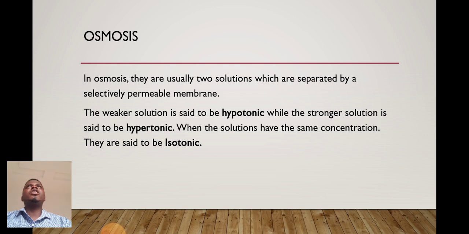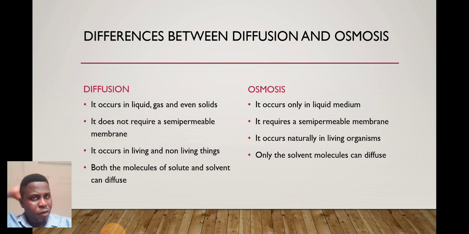But when the cell is placed in a hypertonic solution, water will leave the cell out to the outside environment. But when the cell is said to be in an isotonic solution, there is no net movement of water. So now let's look at the differences between diffusion and osmosis.